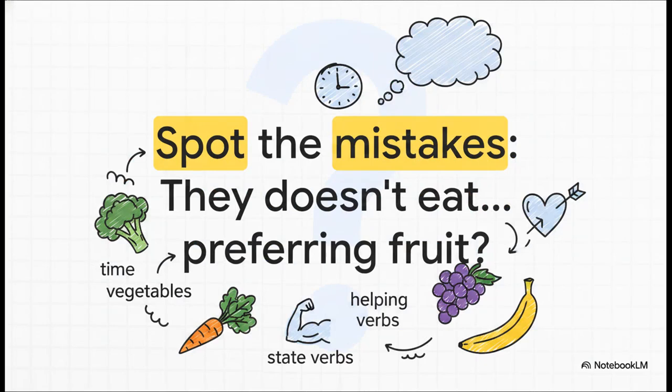To wrap up our explainer today, I really want to leave you with a fun challenge. Look at this multi-layered sentence on the screen. They doesn't eat vegetables right now because they are preferring fruit. There are actually multiple mistakes hidden in this sentence, and they test everything we've talked about today. Helping verbs, time markers, state verbs, the whole shebang. Can you spot them all?